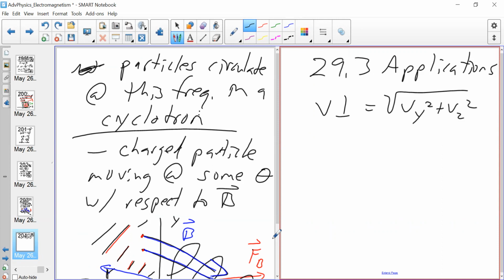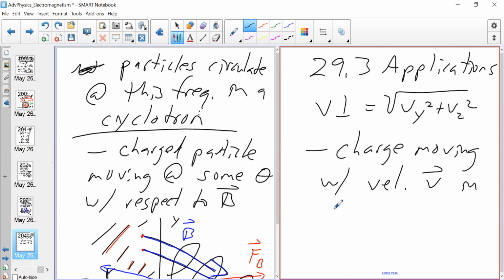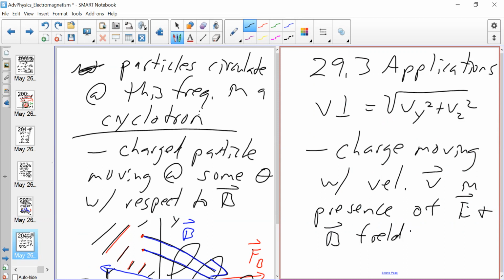Okay, let's say that you have a charge moving with velocity v in the presence of electric and magnetic fields. The force that this particle feels is called the Lorentz force. So FL is going to be QE plus QvB. It's going to experience an electric force and a magnetic force simultaneously, because we have two fields.